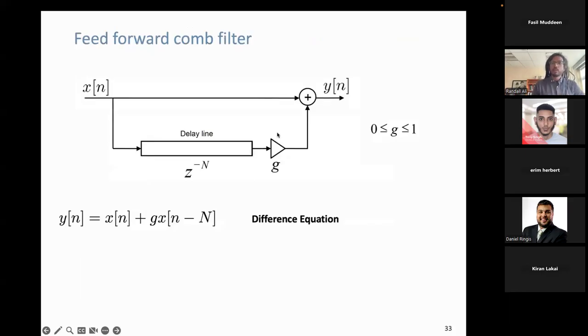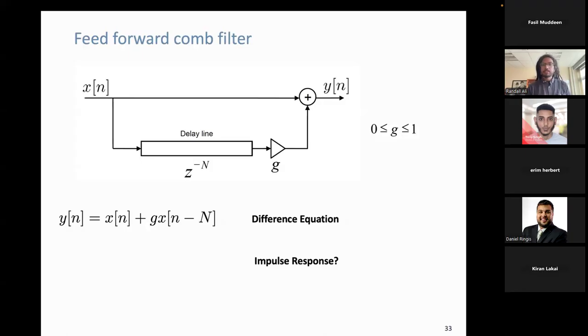The difference equation, I'm sure you've seen this quite a lot, is pretty simple. It's just x[n] plus g times x[n minus N], because this delay line introduces some delay capital N, and I multiply by a gain. It couldn't get simpler than that. The other question you can ask yourself is, what's the impulse response of this system? Remember, if we know the impulse response of our LTI system, then we're able to simulate or synthesize any output due to any input.